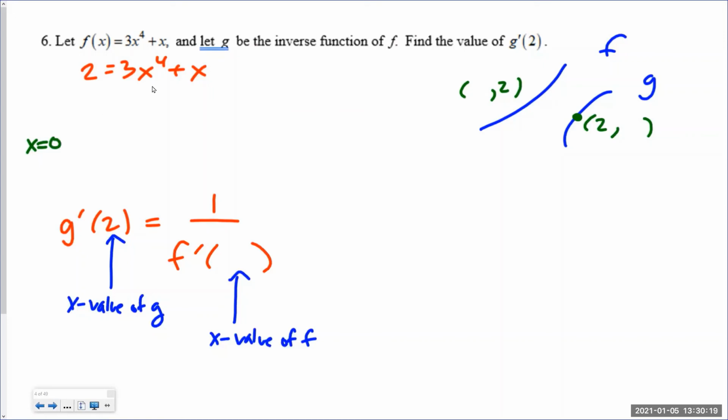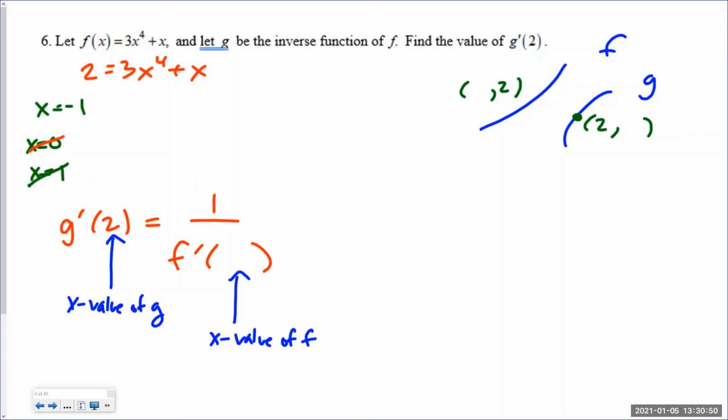So let's go ahead and put in x equals 0. If this is 0 and this is 0, does that equal 2? No. Okay, let's not do x equals 0. Let's try x equals 1. If this is 1, so that's 1 raised to the 4th power plus 1. 1 raised to the 4th power is 1. So 1 times 3 is 3. Is 3 plus 1 equal to 2? No, actually, I think -1 will work. Try x equals -1.